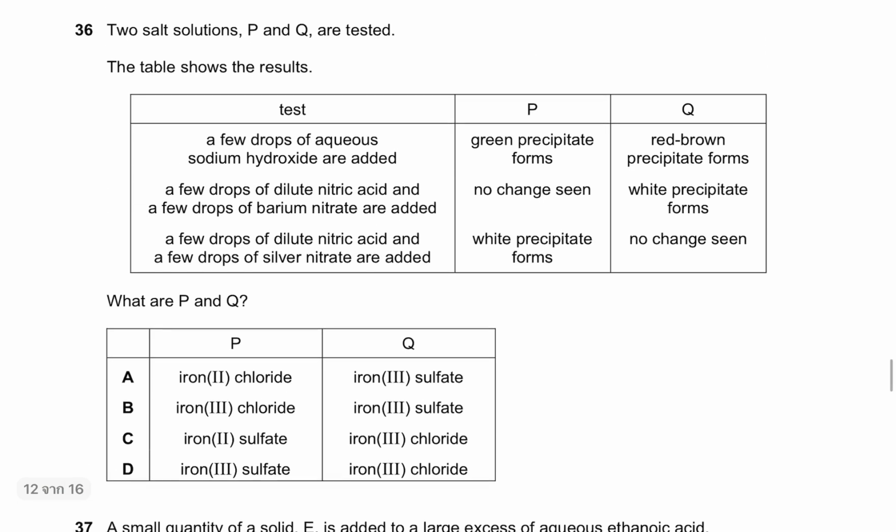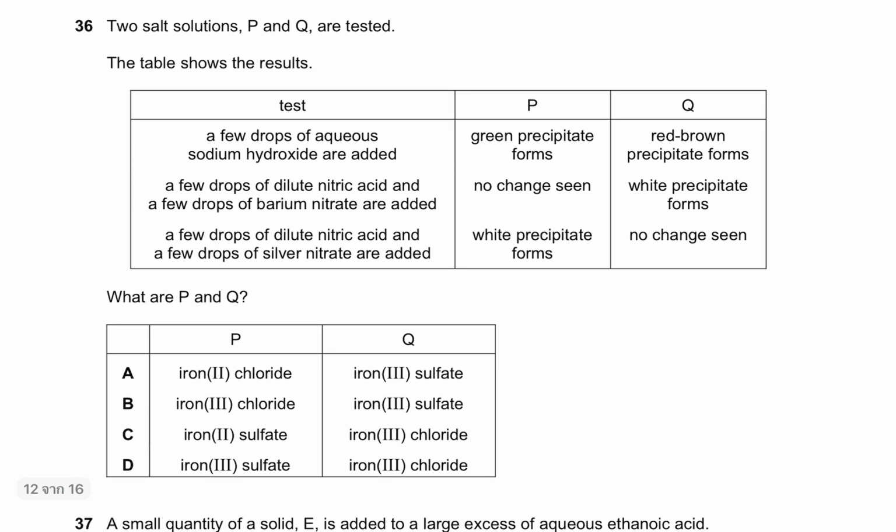Okay, so for P, since there is a white precipitate formed when tested with dilute nitric acid and silver nitrate, that means it is a precipitate of silver chloride. So for P, it must contain chloride. So we can remove these two options.